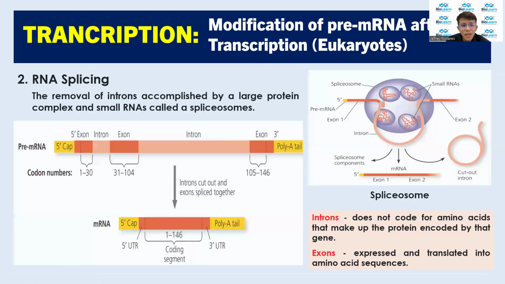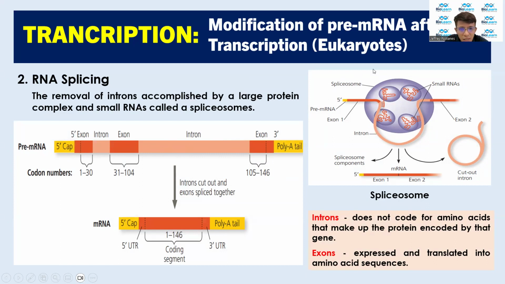The second modification is the RNA splicing. What happens during RNA splicing is that, remember, your DNA is made up of introns and exons. When we say introns, it does not code for any amino acids. If it's exons, it is translated into amino acid sequence. So the goal of RNA splicing is to remove the introns. What will remove the introns? We call it spliceosome.